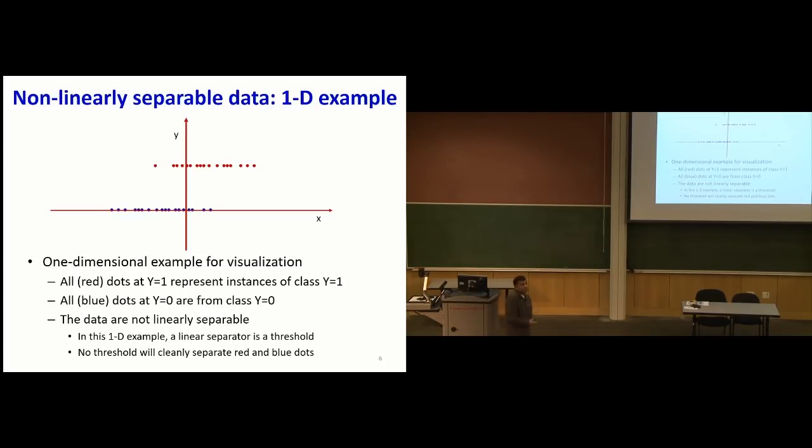Now, can you actually see a linear decision boundary for this example? There's no place where you can actually draw a boundary and say everything to the left should be blue and everything to the right should be red. You have red dots in the blue regions and vice versa, right?